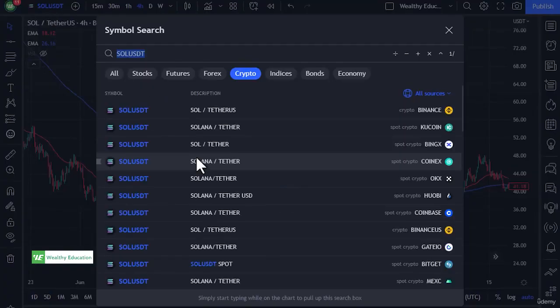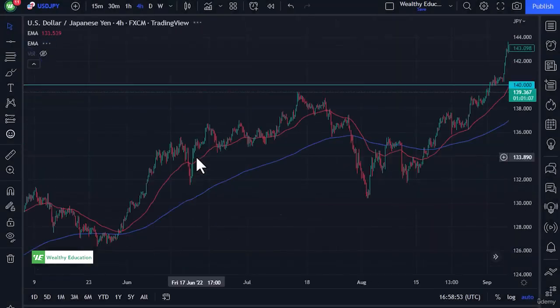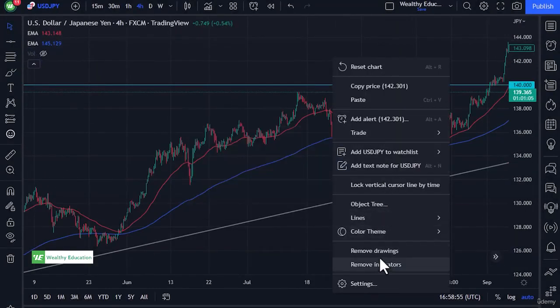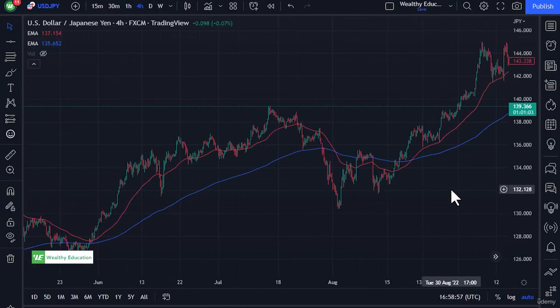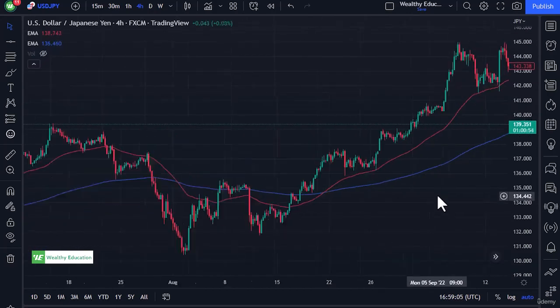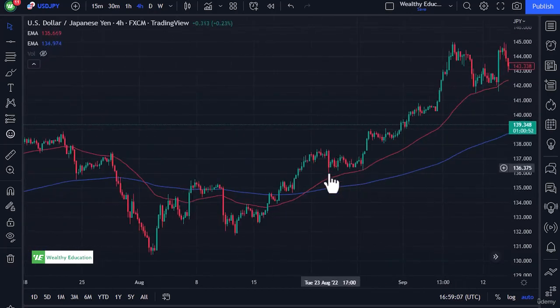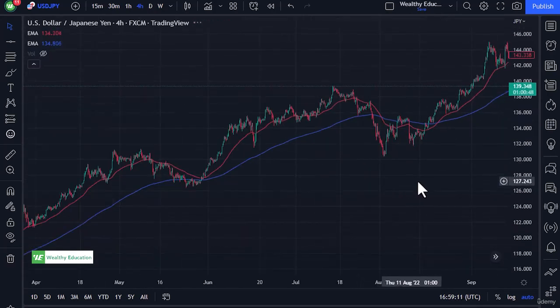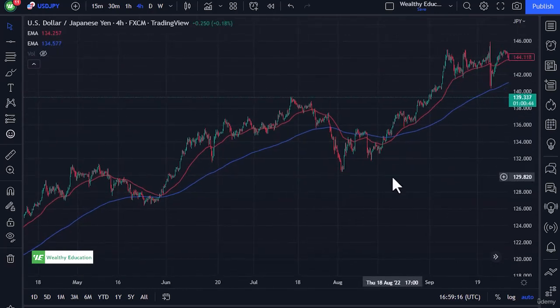So let's take a look at dollar yen. Clear all my drawings. So there's a double bottom there. Now, they're not really close to each other, so it's a bit of a stretch. But here's one. Bounce, bounce, right off the 50-day EMA. And more importantly, it suggests that we're going higher and we're in an uptrend.